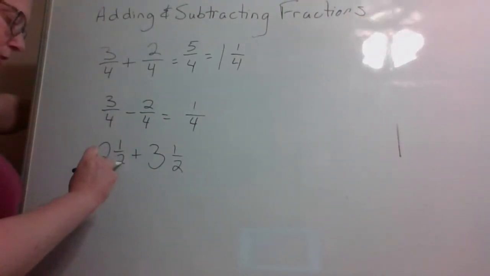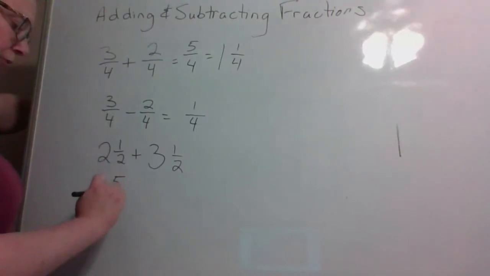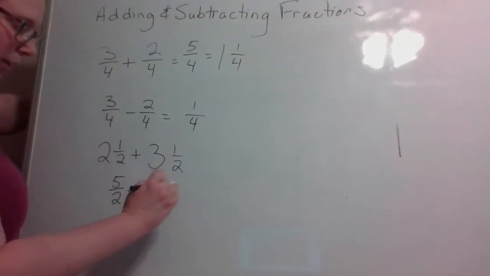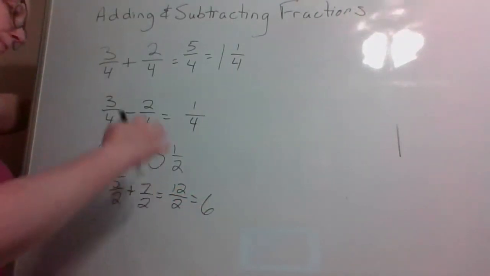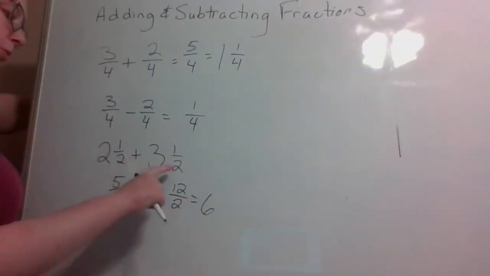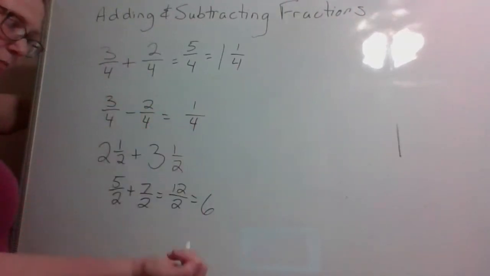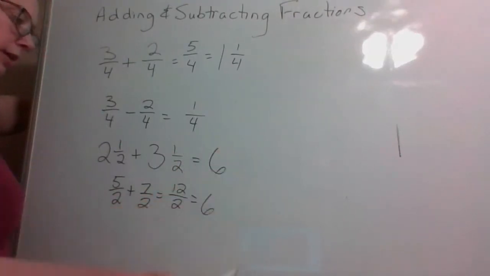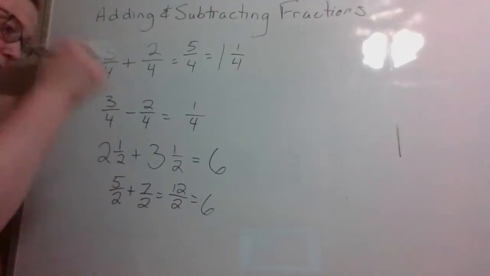If we're going to go to improper, we would do our denominator times our whole number plus our numerator. So we have 5/2 plus 7/2. We add our numerators, and that's going to reduce to 6. If instead we say, well, what's 1/2 plus 1/2? It's 2/2, which is the same as 1 whole. And then we'd add that to our whole numbers, and again, we get 6. You can do it whichever way you're more comfortable with.